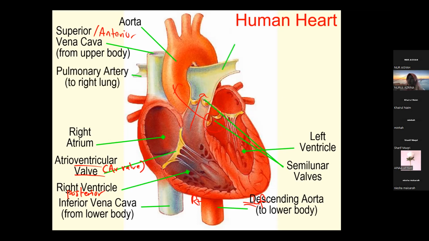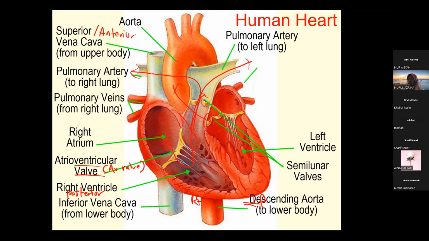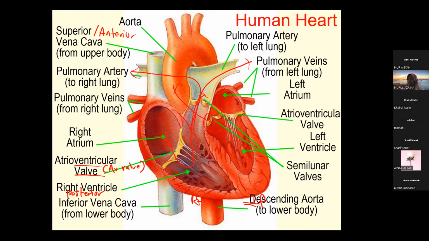This is the pulmonary artery. The vena cava brings the deoxygenated blood, which then goes to the lung via the pulmonary artery, to the right and to the left side of the lung. Then we have the pulmonary vein, which carries the oxygenated blood back to the heart. Here we have the left atrium, and the valve between the left atrium and left ventricle is the atrioventricular valve.